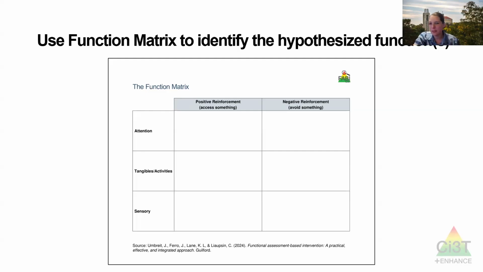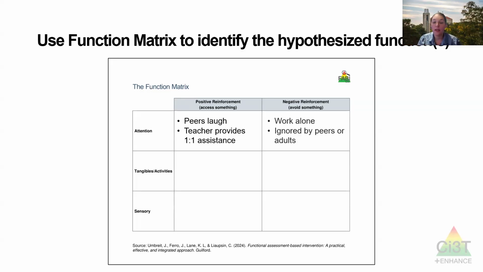And just to give you an idea of what some of those might look like, for attention, accessing attention would look like peers laughing, or a teacher providing one-on-one assistance, or a teacher giving a redirection. If I shout out and the teacher tells me, hey, don't do that, that's still attention. So that would fall under accessing attention, positive reinforcement. Negative reinforcement, getting to avoid or escape, could look like working alone, or being ignored by peers or adults. So if I shout out and nobody responds to me, that is negative reinforcement. I'm not receiving it, avoiding, escaping.